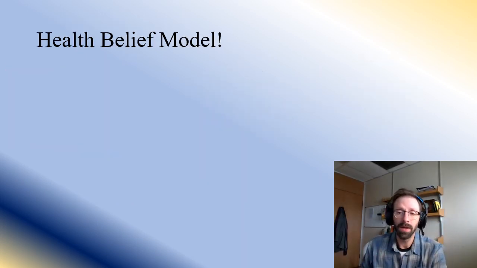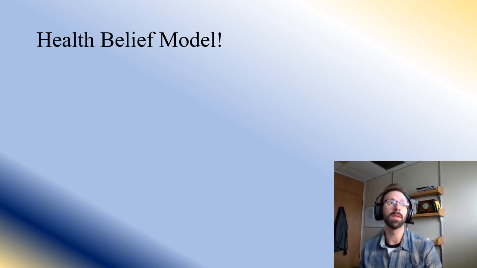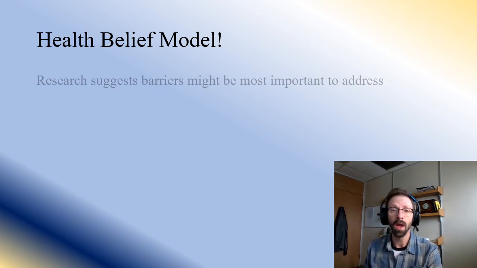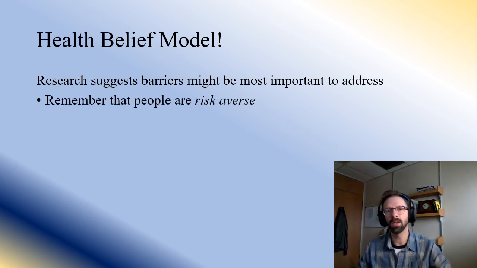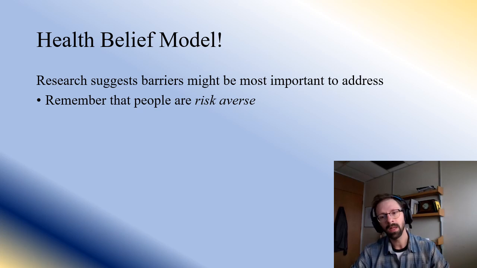Now, of these different factors in the health belief model, you may be wondering which ones are most important for us to address in, say, a health communication campaign. Well, research suggests that barriers might be the most important thing to address, and I think there's a particular reason for this. I think it has to do with being risk averse. Now, that can be a little bit confusing because you're like, well, okay, if we're risk averse, then shouldn't we want to take action to avoid the risk of this health issue? Well, it's not that simple.